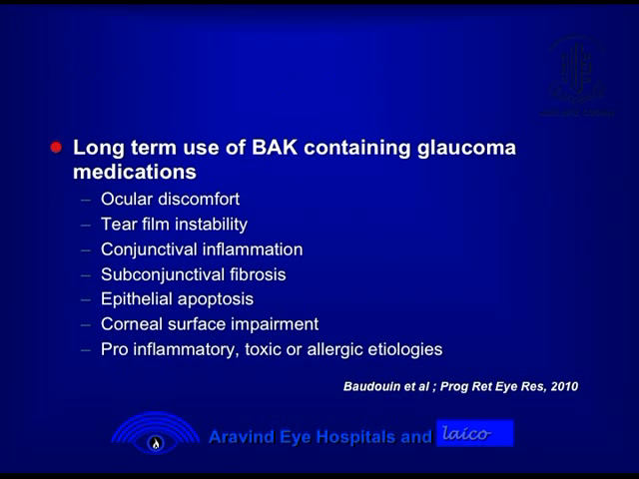Now, coming to BAC, which seems to be the single most common precipitating factor or etiologic factor in etiopathogenesis of ocular surface disease in persons with glaucoma. It can contribute to a lot of anterior ocular surface discomfort, tear film dysfunction and instability, and conjunctival inflammation. So it can lead to subconjunctival fibrosis. It can also cause an increase in the pro-apoptotic factors, which can lead on to ocular surface problems.